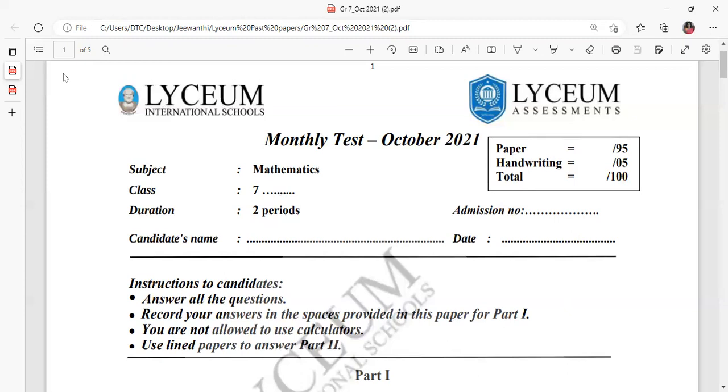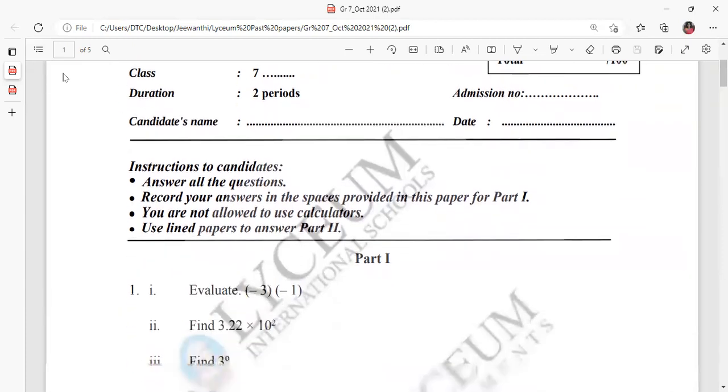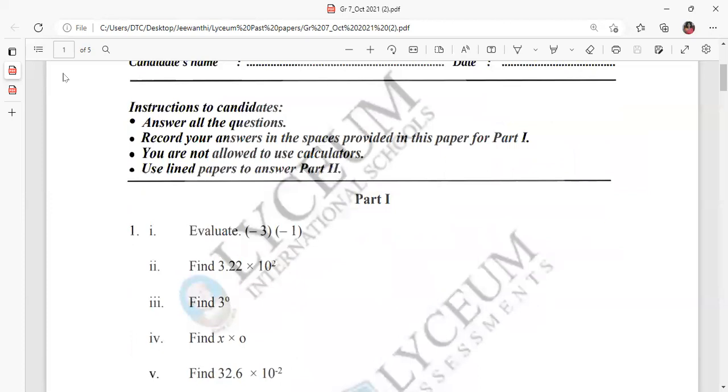These 5 marks will be allocated for the whole neatness, how you have presented the answers, and the accuracy of the numbers and letters, in the sense of how you write them. We consider all these things when giving these 5 marks. So you want to pay attention to that also. Then we will move to the instructions.